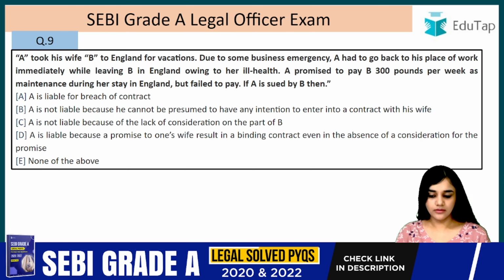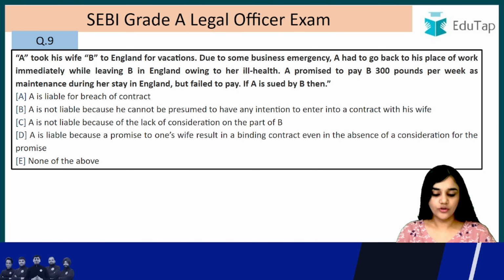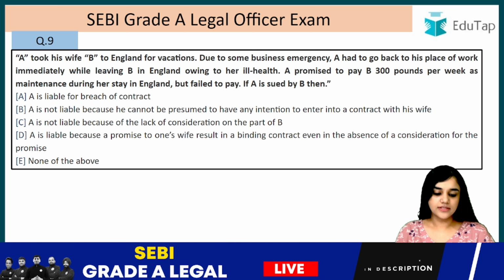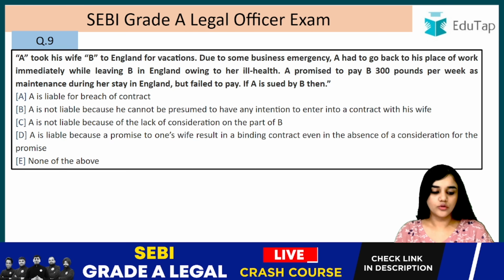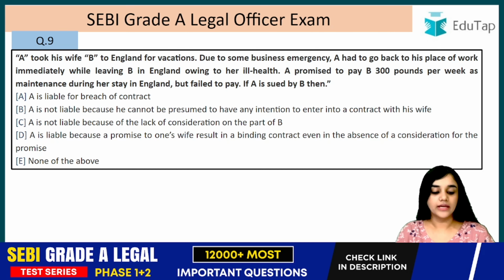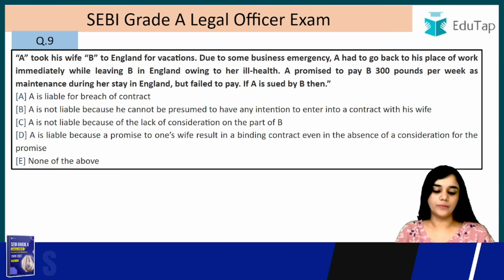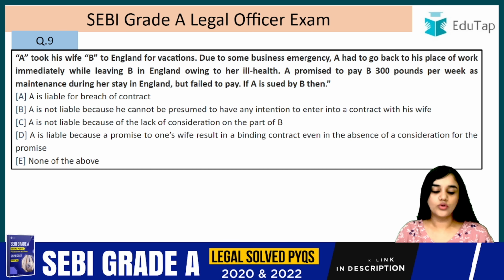Question number 9. A took his wife B to England for vacations. Due to some business emergency, A had to go back to his place of work immediately while leaving B in England owing to her ill health. A promised to pay B £300 per week as maintenance during her stay in England, but failed to pay. If A is sued by B, then is it a valid contract?